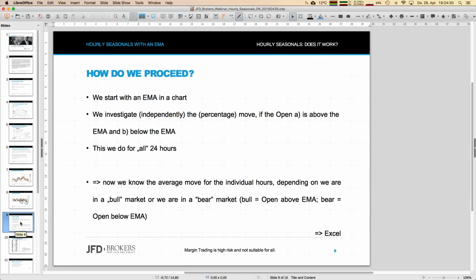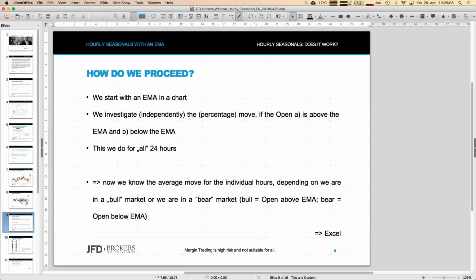Let me explain how I did that kind of analysis. Once again, I start with an EMA in a chart. I'm not really looking at charts now, because I do that analysis for the last 14 years of historical prices I have. But we use that EMA once again to separate our markets into something more bull or bear market, and we investigate those independently.